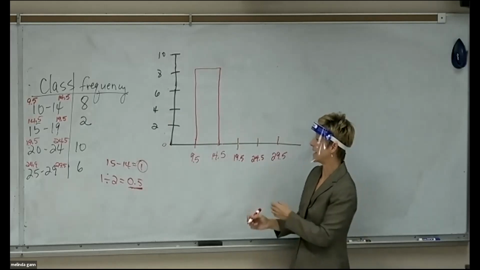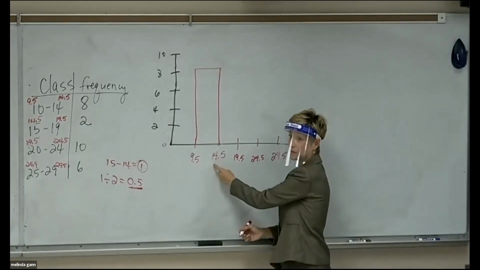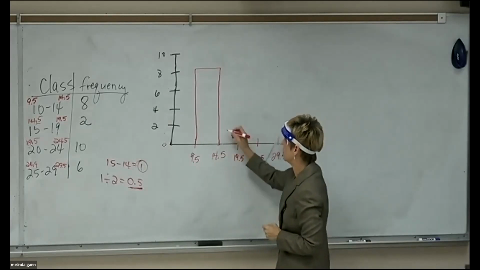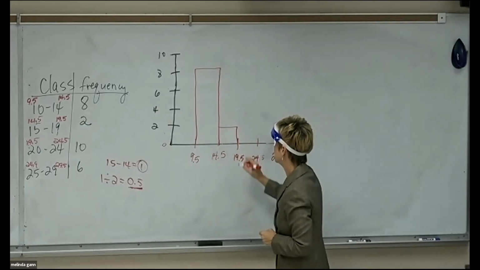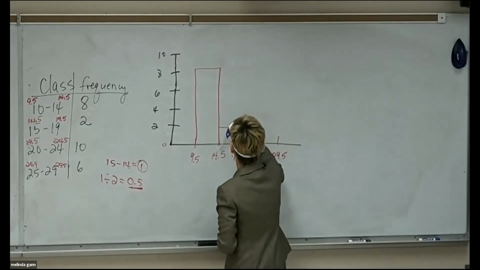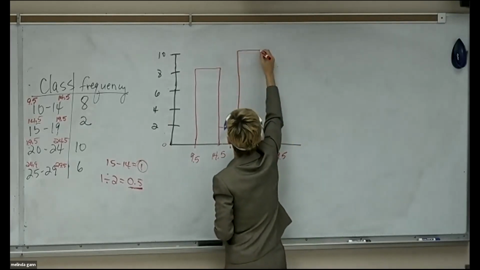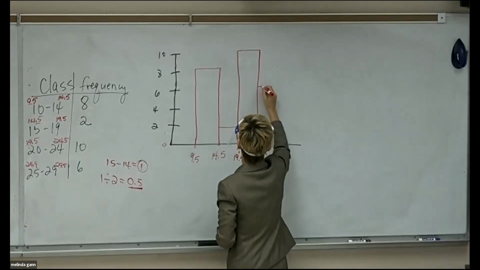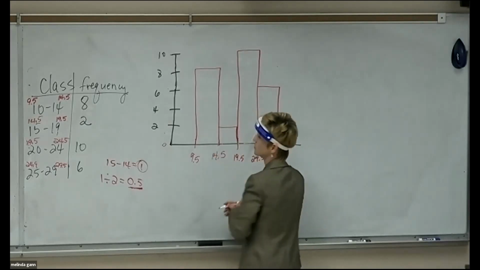Well, the second class starts with 14 and 5/10 and ends with 19 and 5/10. What's class 2 got to go up to a height of? 2. Then my third class goes up to a height of 10. And then my last class goes up to a height of 6. There's your histogram.